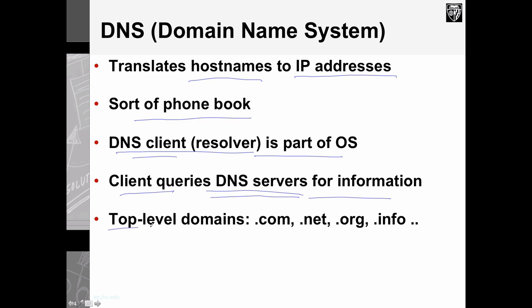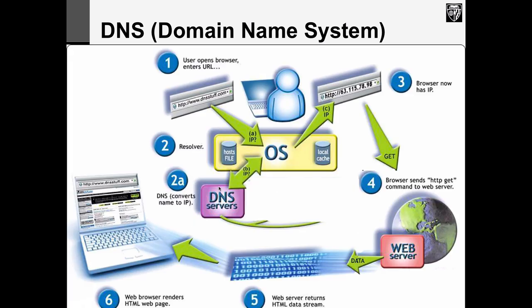Some of the top level domains that we are familiar with are .com, .net, .org, .info, and there are literally hundreds of them that we might encounter. But these three are the top TLD domains that we encounter.